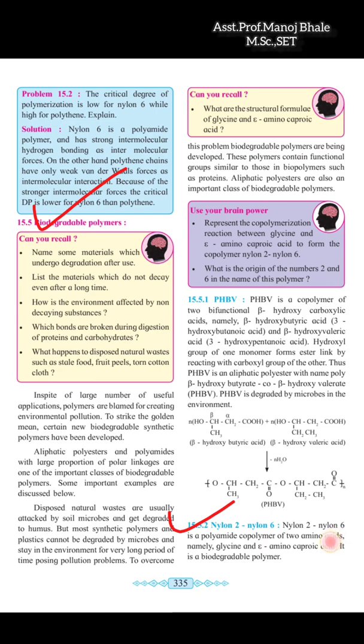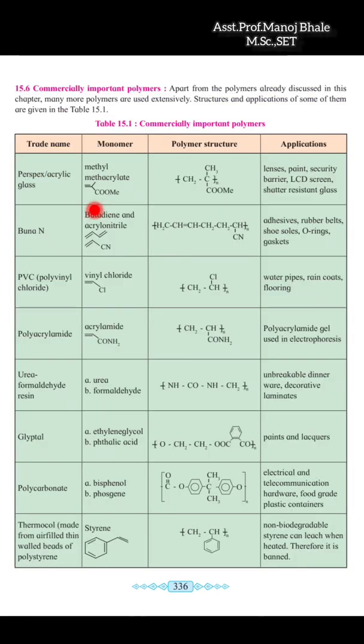These have similar properties and similar uses as compared to the synthetically prepared polymers. That means PHBV and nylon 2,nylon 6, which are biodegradable polymers, have regular uses like the synthetic polymers. This is the commercial importance of the polymers which are given there.